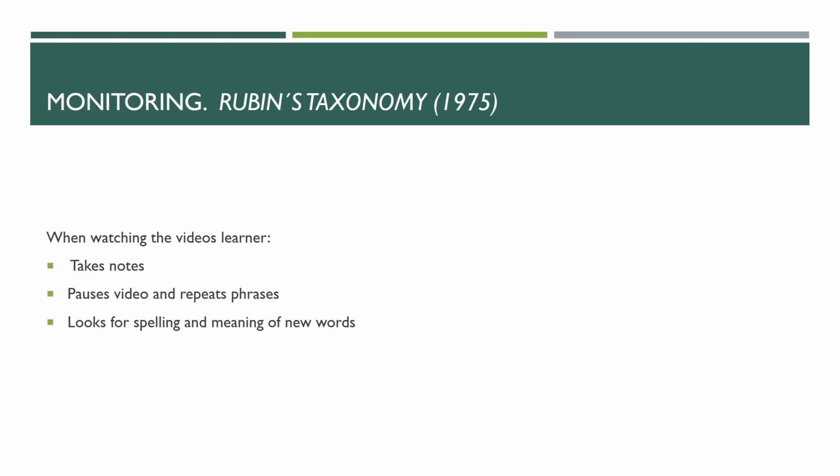She pauses the video and repeats full phrases, like I used to have a girlfriend, which is said on the video. So she pauses the video and repeats phrases. And finally, she looks for spelling and meaning of new words. In this case, because the videos do not match the vocabulary, she has to do it. Maybe girlfriend is a very popular and very used word, but maybe she didn't know it. So she had to go look for it on the internet, in a dictionary, whatever.